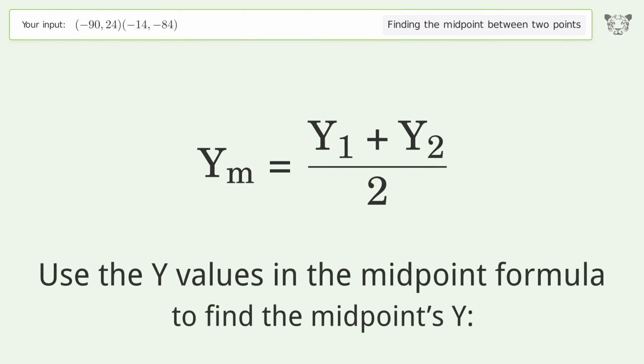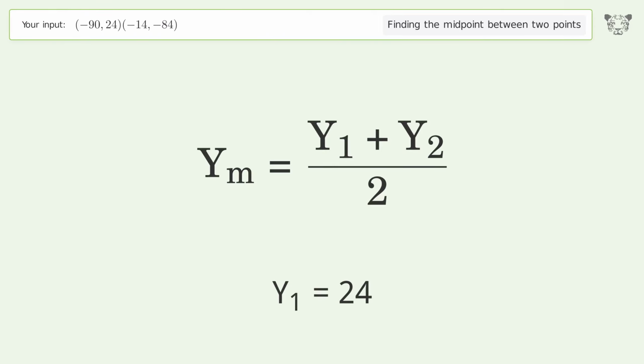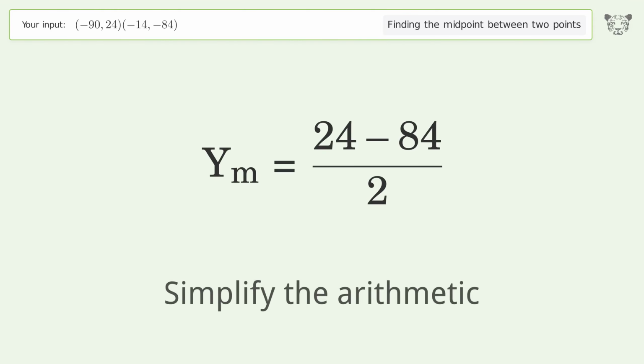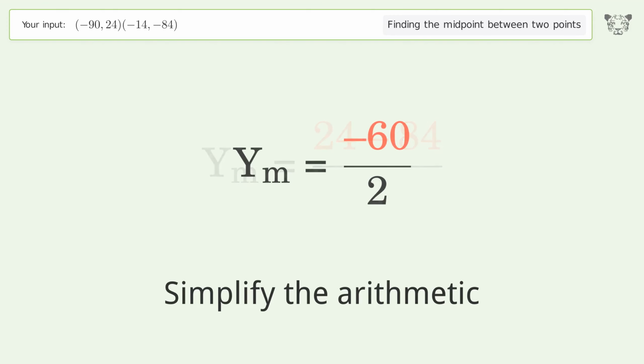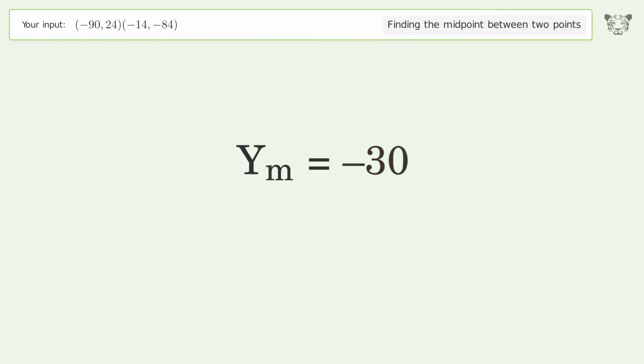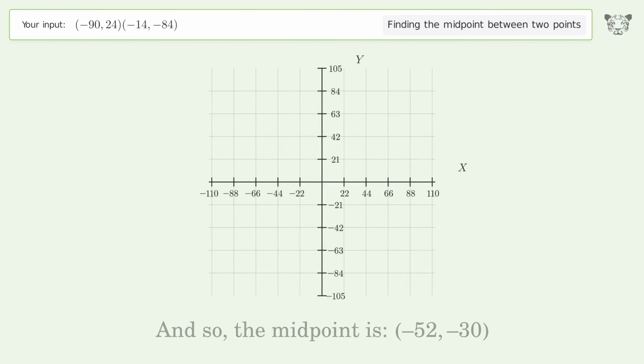Use the y values in the midpoint formula to find the midpoint's y. y1 equals 24. y2 equals -84. Simplify the arithmetic. And so, the midpoint is -52, -30.